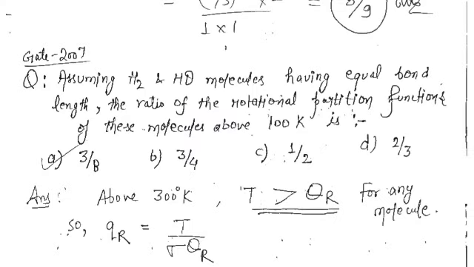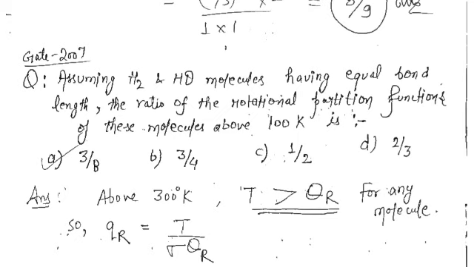Alright, so now moving to the next question. This is a question from GATE 2007. It says that, assuming H2 and HD molecules have equal bond lengths, the ratio of the rotational partition functions of these molecules above 100 Kelvin will be what? Alright, so we know the two formulas for the QR.